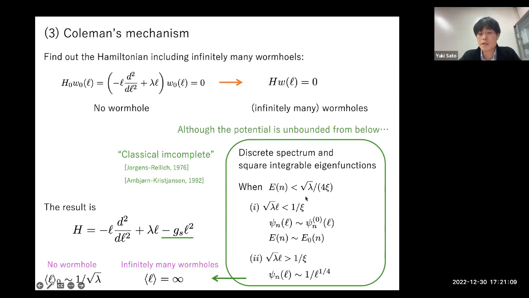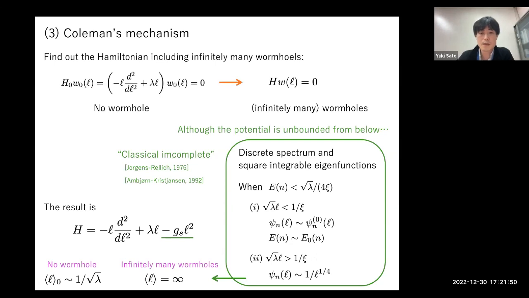Anyway, now we have a set of square integrable eigenfunctions. So this is good. Using these eigenfunctions, we can estimate the size of the universe. Remember that when there is no wormhole, the size is completely fixed by the cosmological constant. However, once you include infinitely many wormholes, the size becomes extremely big, and it is not controlled by the cosmological constant. So this is the sort of behavior.